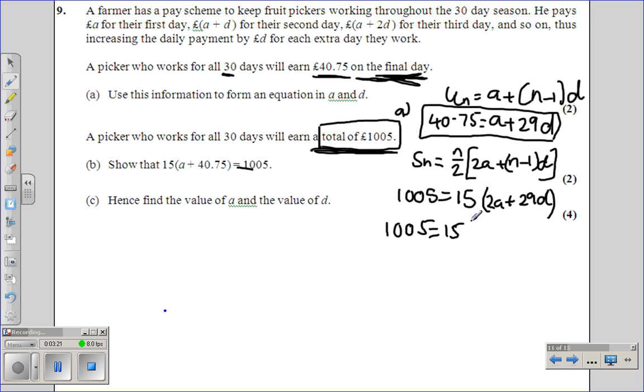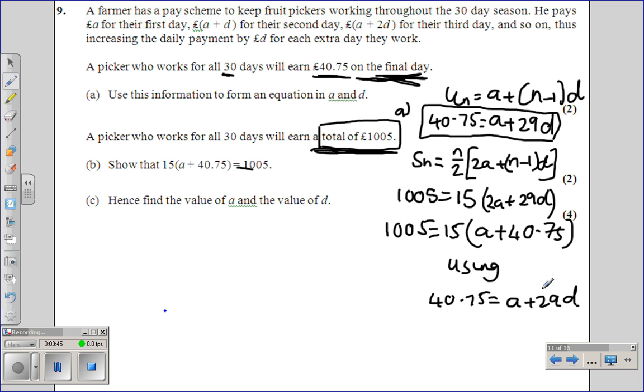So 15 is still there, but within here it's a plus another a plus 29d, so we can replace the a plus 29d with 40.75. That's using the substitution of 40.75 equals a plus 29d. So they've already done the substitution for you. We would usually have to solve the simultaneous equation after, but they've already asked you to do that in part B. So we've shown that 1005 equals 15 lots of a plus 40.75 using the substitution earlier. So we've done part B.